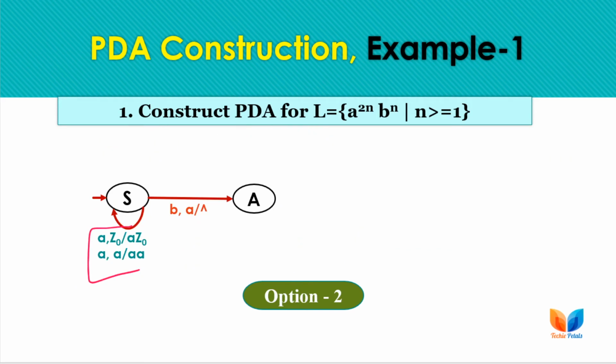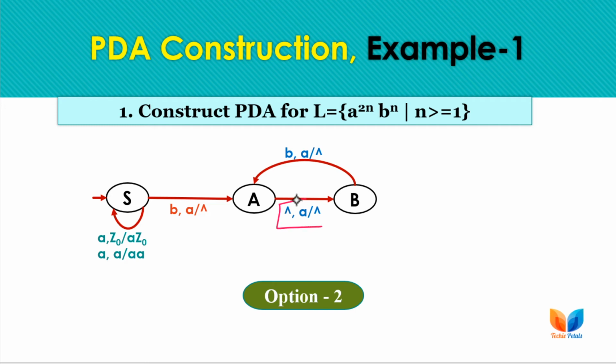Here we have pushed all the A's onto the stack, replacing Z0 with A Z0, and simply pushing all the A's onto the stack by these two moves. Now for the first B, this is the corresponding pop operation. Now to pop another A, we are making this empty move, meaning without reading any input, just pop another A from the stack. Okay, now we will repeat.